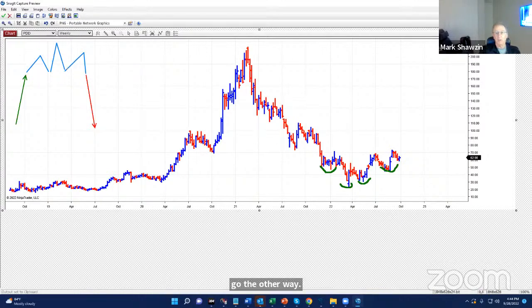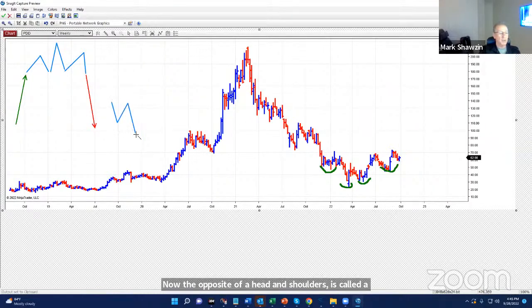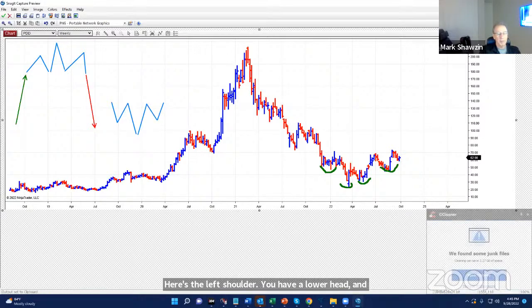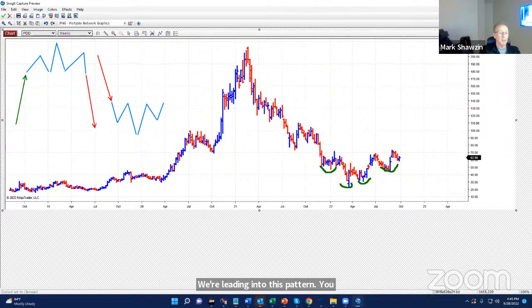Now, the opposite of a head and shoulders is called an inverted head and shoulders. Here's the left shoulder, you have a lower head, and then the right shoulder. And so you have the opposite, where leading into this pattern, you have a downtrending market. And if this is a reversal price pattern, you're going to have that. So here is what appears to be an inverted head and shoulders. Now, typically we look for confirmation of these patterns when they go through what's called the neckline, which is simply a line that's drawn through the pattern.